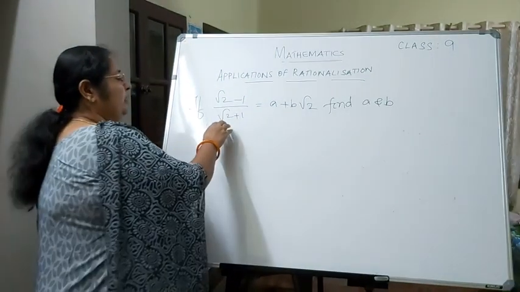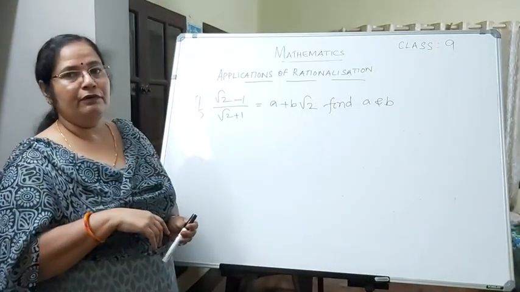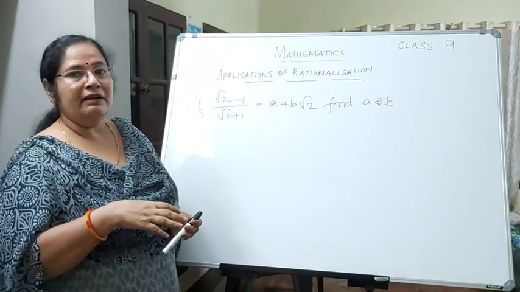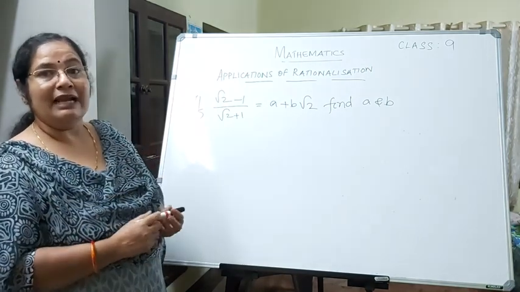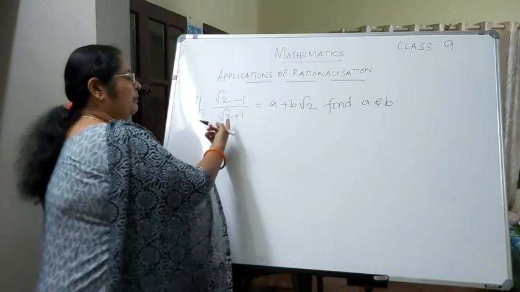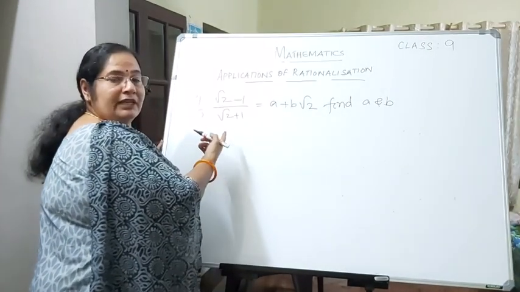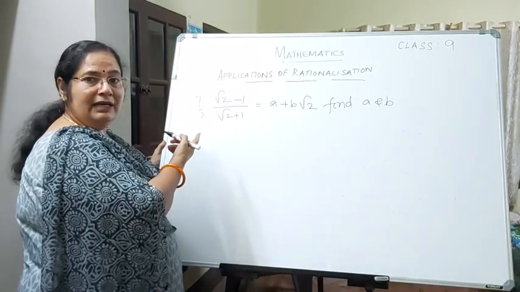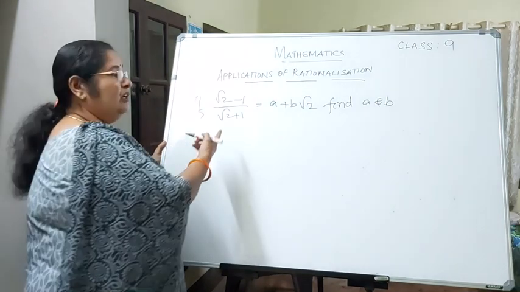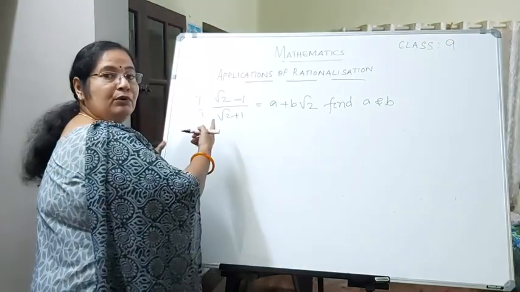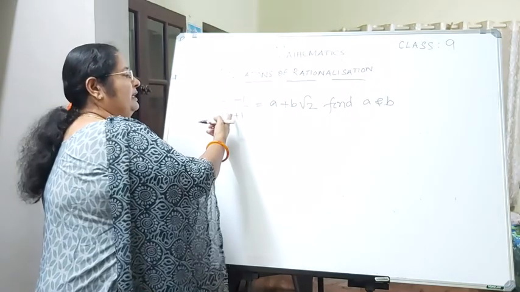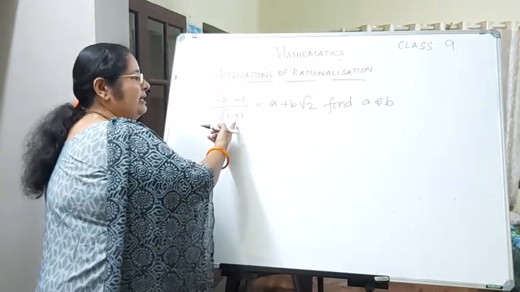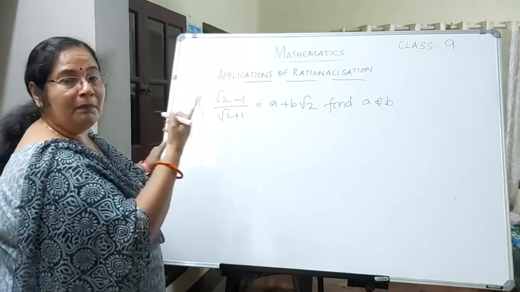Now here, because it is an irrational number, first what we have to do? The denominator being an irrational number, we'll first have to rationalize it. Make it a rational number. So what you have to do? Multiply both numerator and denominator with the rationalizing factor. What is the rationalizing factor for √2 + 1? √2 − 1. So we are going to multiply both numerator and denominator with √2 − 1.